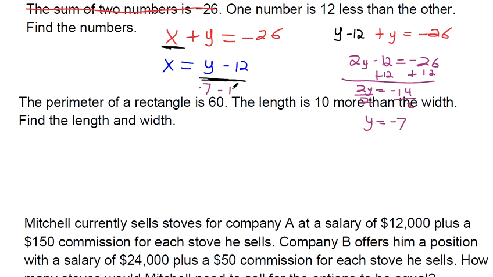And now we know what y is. We can plug that back in to find out what x is. And if you do that, negative 7 minus 12, that makes negative 19. So there's our two answers, our two numbers. The sum of two numbers is negative 26. Well, negative 19 plus negative 7, that makes negative 26. And one number is 12 less than the other. That's true. If you take negative 7, subtract 12 from it, it makes negative 19. So those are our two answers.